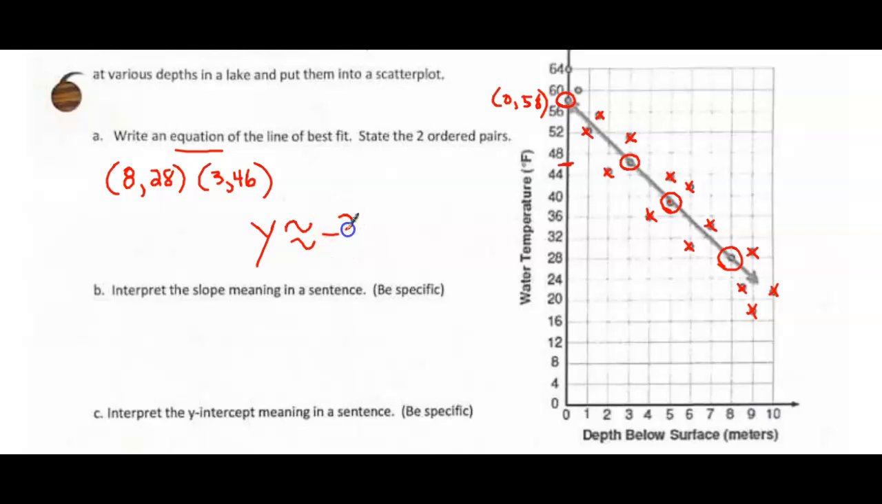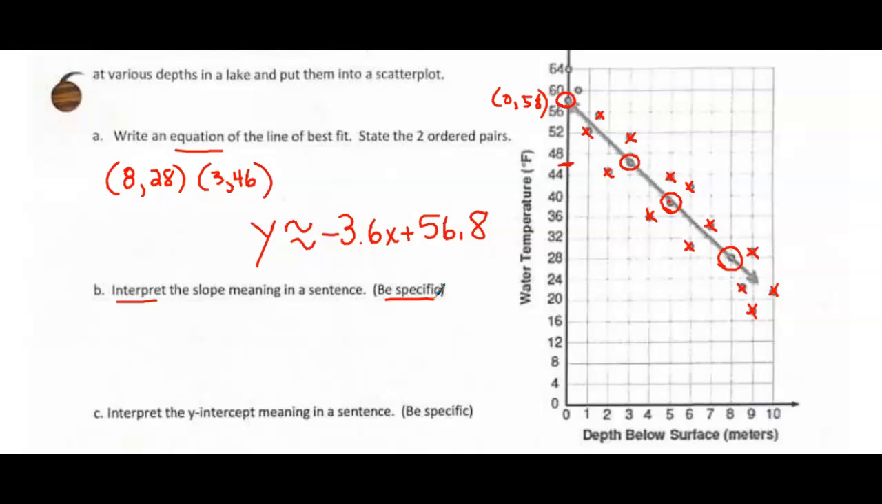So remember, we're going to use approximate signs. This is negative 3.6x plus 56.8. And I rounded mine to the nearest tenth. When it says interpret the slope meaning in a sentence and be specific, you know this has to be about water temperature and depth below the surface.